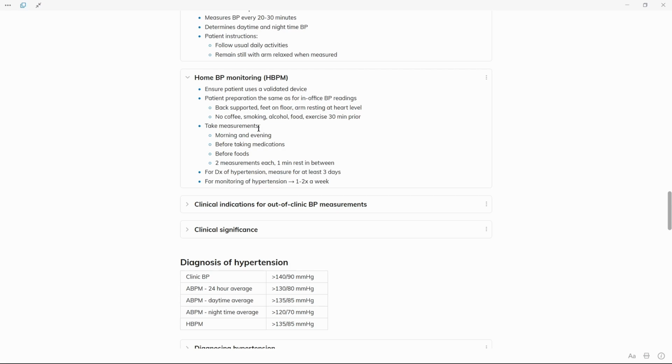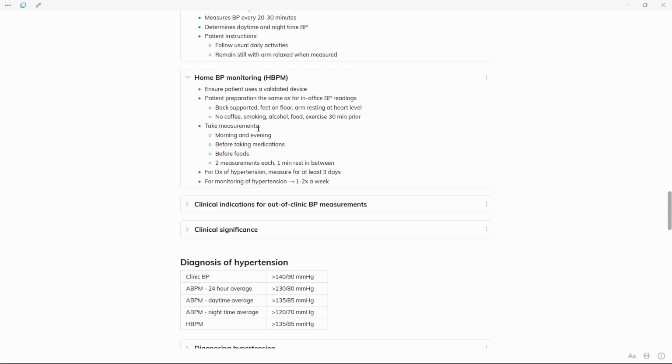When you educate the patient on how or when to take blood pressures at home, you ask them to take the measurement in the morning and in the evening, because it gives you a better average of their blood pressure over a 24-hour period rather than having only the morning or only the evening. You ask them to take their blood pressure before their medications, because you want to see the blood pressure before the effects of the medication, and also before food, because certain foods can raise blood pressure. You ask them to take two measurements each, two in the morning, two in the evening, with one minute of resting in between.